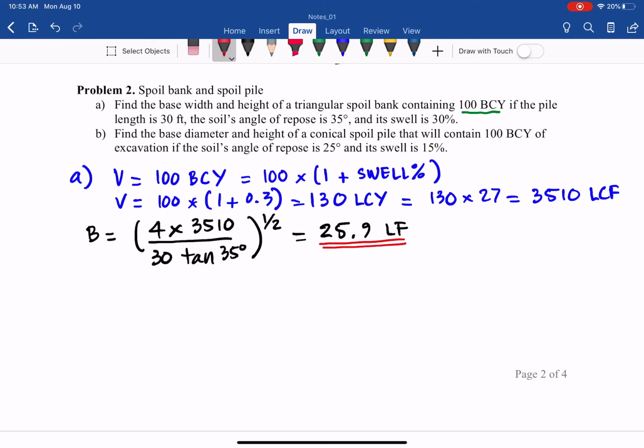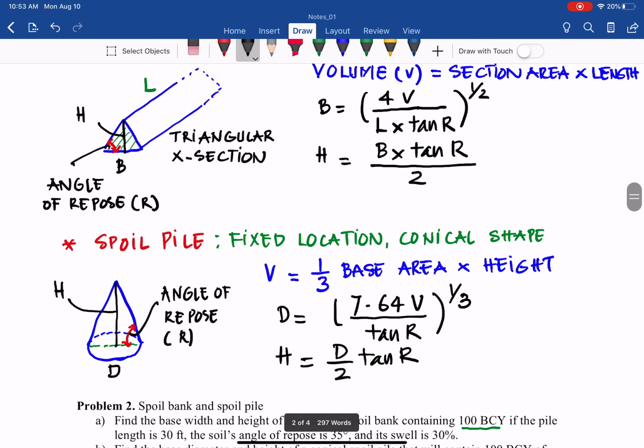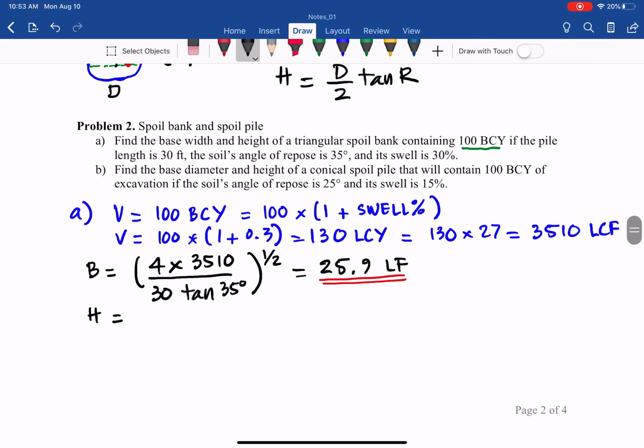Okay. And then we have H, the height of this bank. It equals B tangent of R over 2. So it will be 25.9 tangent of 35 degrees over 2, which is 9.1 linear feet. So that is the height.